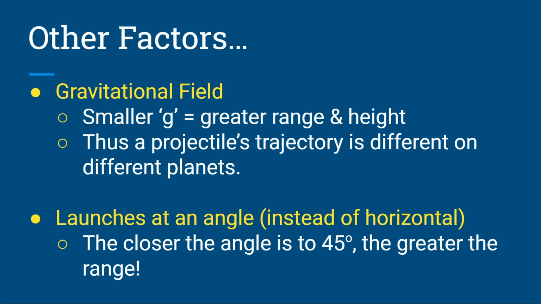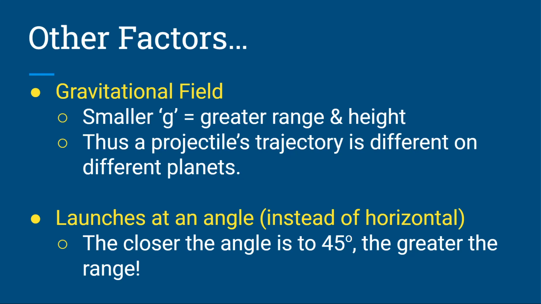On the moon, it's going to fall at a slower rate because the moon has about 1/6 the gravity of the Earth. Okay, so if you have less gravitational field, you're going to have greater range and height. Thus, a projectile's trajectory is different on different planets.